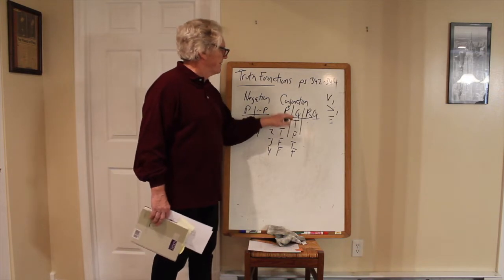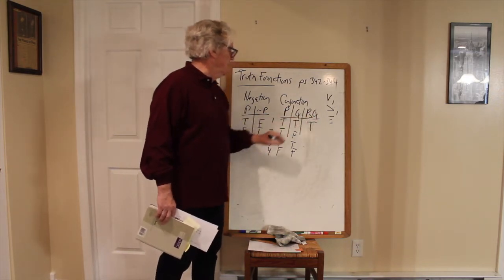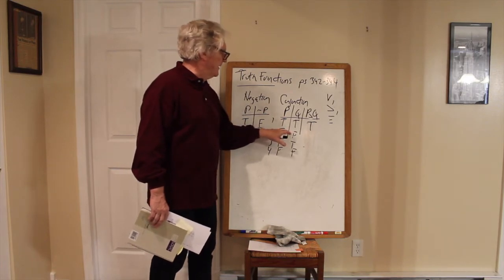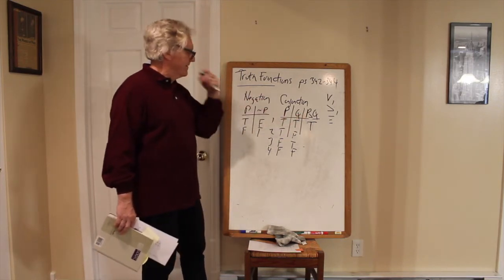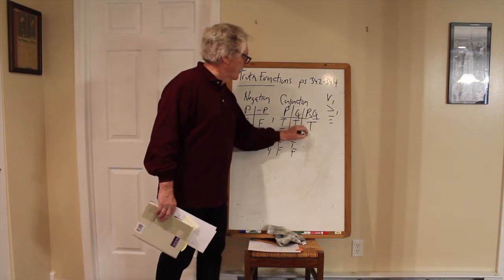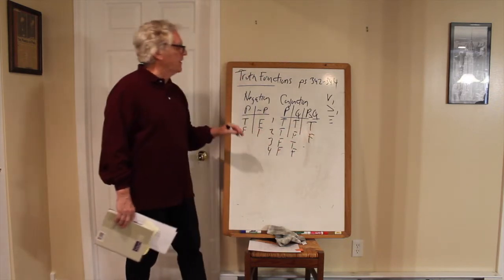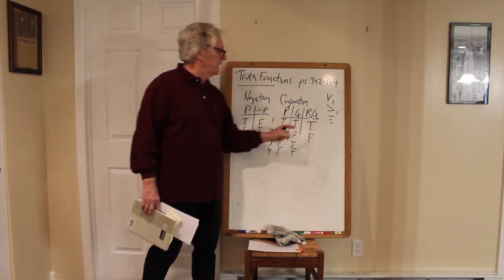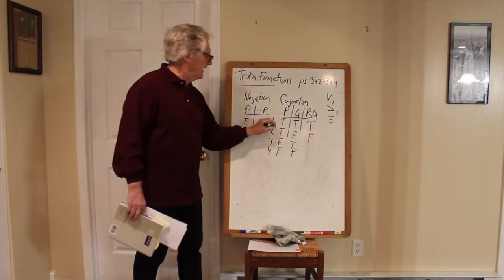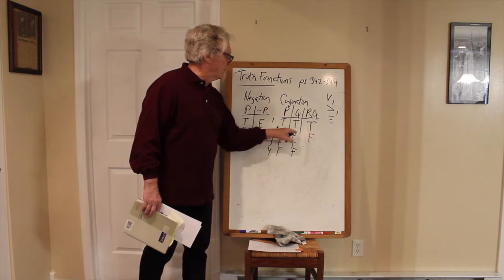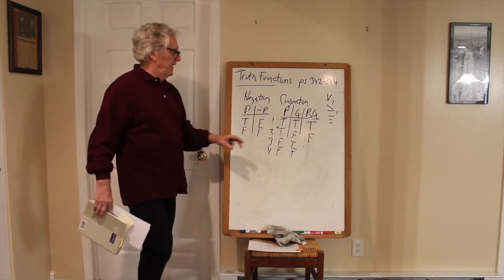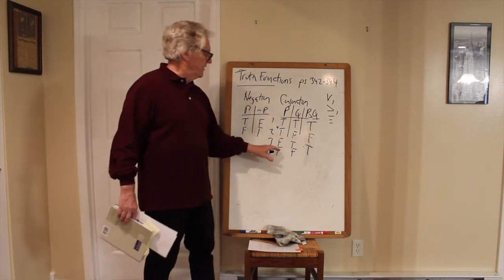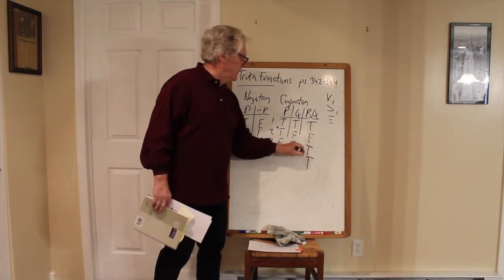P is true and Q is true, that's true. When is it false? When the antecedent is true, what comes before the horseshoe is true, and what comes after the horseshoe is false. So that is false. Because what did the expression say? If the antecedent is true, then the consequent is true. When is that violated? When the antecedent is true and the consequent is false. If the antecedent is false and the consequent is true, that's true. And if the antecedent is false and the consequent is false, that is true also.